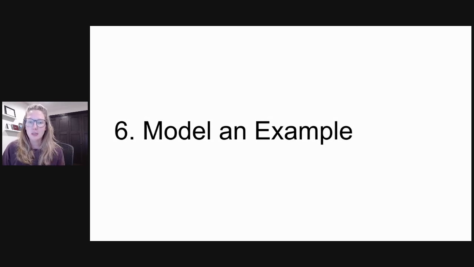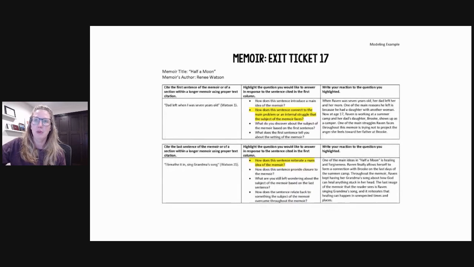And then the last one is model an example. So this is going to help you on the front end so that you don't have to do as much negative feedback or constructive criticism, whatever you want to call it, on the back end. So before you teach your mini lesson, as you're teaching it, actually model with an example.